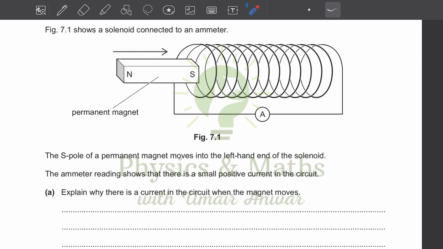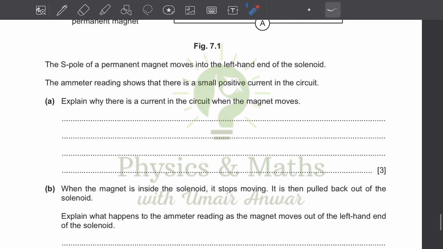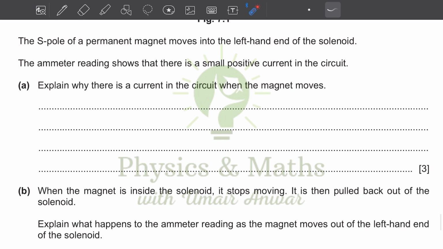The S pole of a permanent magnet moves into the left-hand end of the solenoid. The ammeter reading shows that there is a small positive current in the circuit. Explain why there is a current in the circuit when the magnet moves.